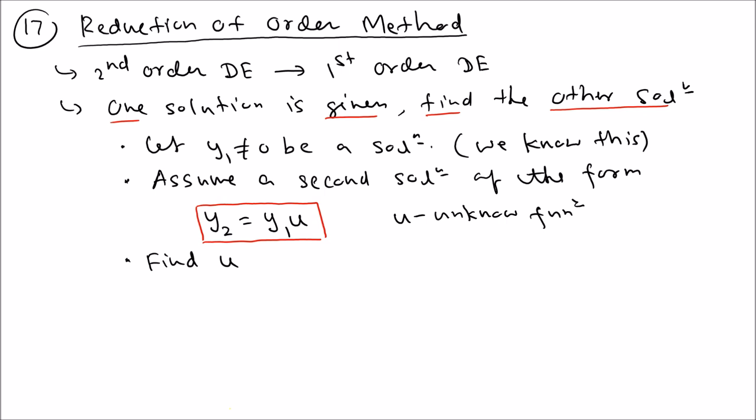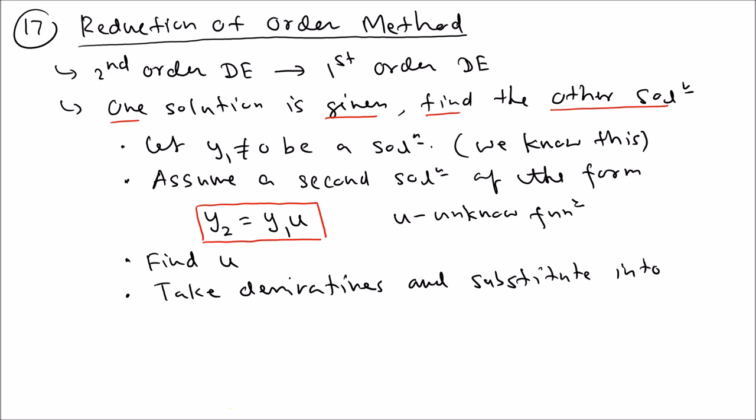So we can start with taking derivatives and substitute into our formula. So what is that? The differential equation is y double prime plus p(x) y prime plus q(x) y equals 0. So we're going to take derivatives and plug in here. So let's see how it works now.